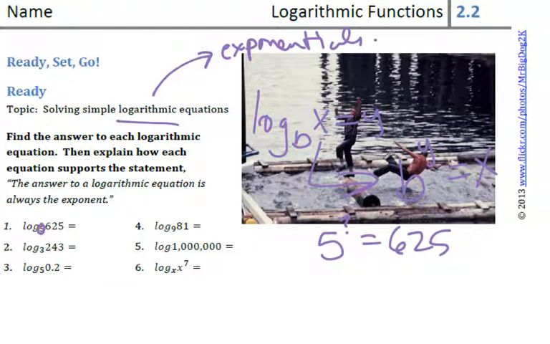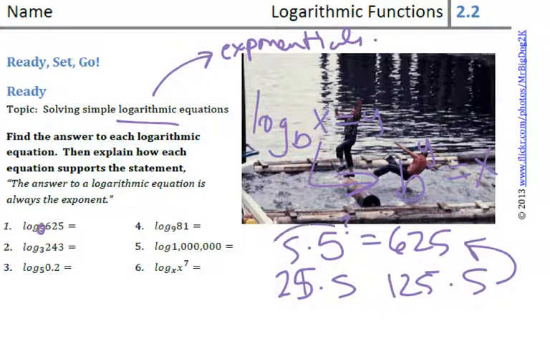If we're not sure, we can just start. 5 squared is 25, right, 5 times 5. Times that by 5, that's 125. Times that by 5, that's where we get 625. So 1, 2, 3, 4. So our answer would be 4.